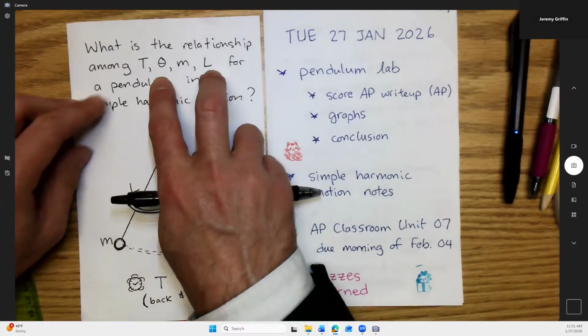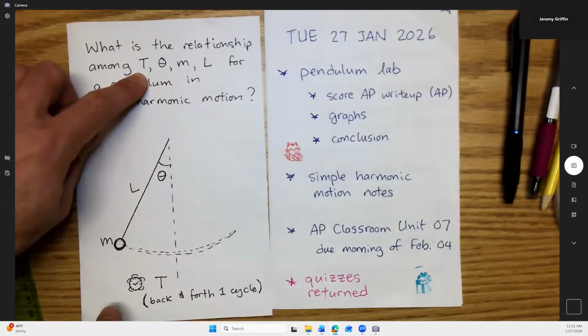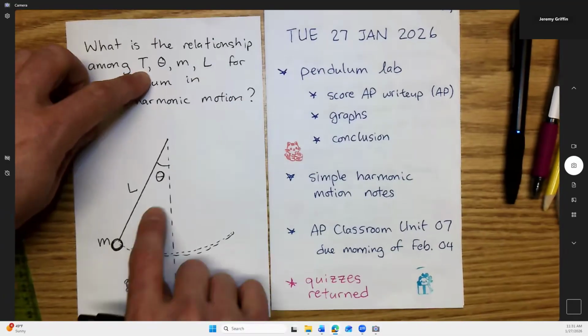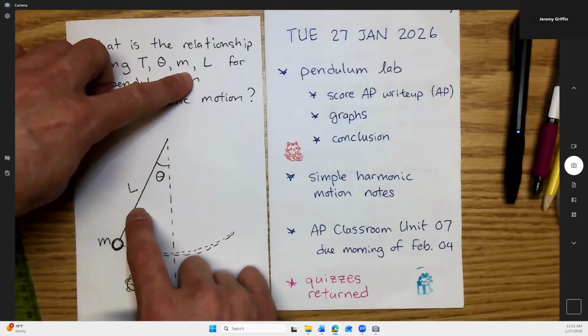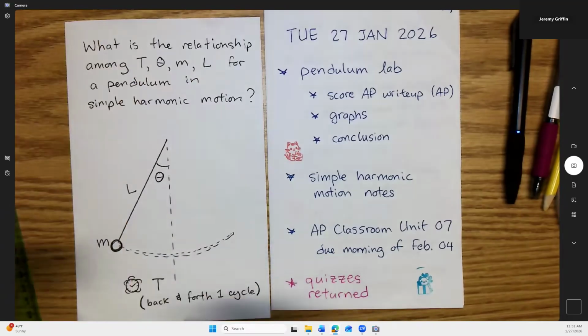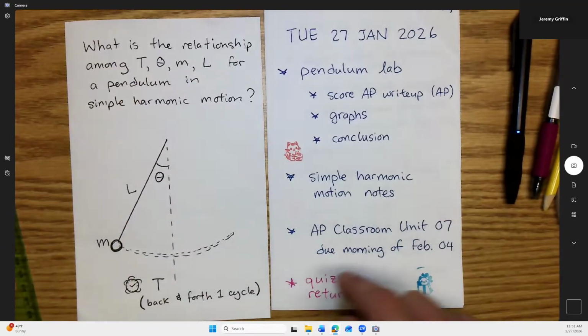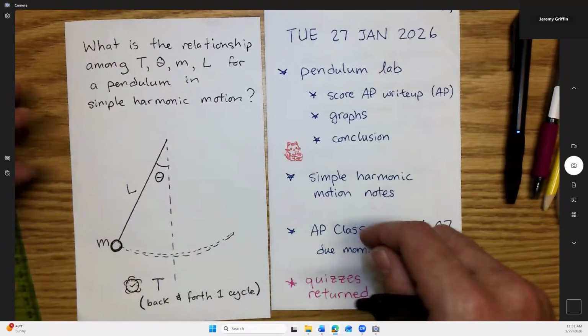Okay. Now, we came up with this list of variables that maybe we want to investigate. So we're going to relate everything to the time period. So the starting angle, the mass of the bob, and the length of the string. Now, the gravity field will also be a variable, but we can't really test for that, so we should just treat that as a constant.